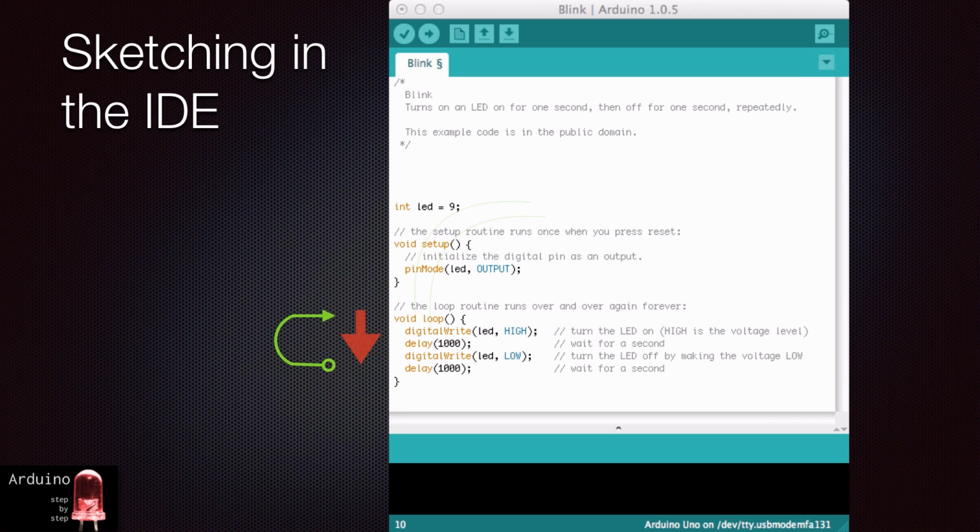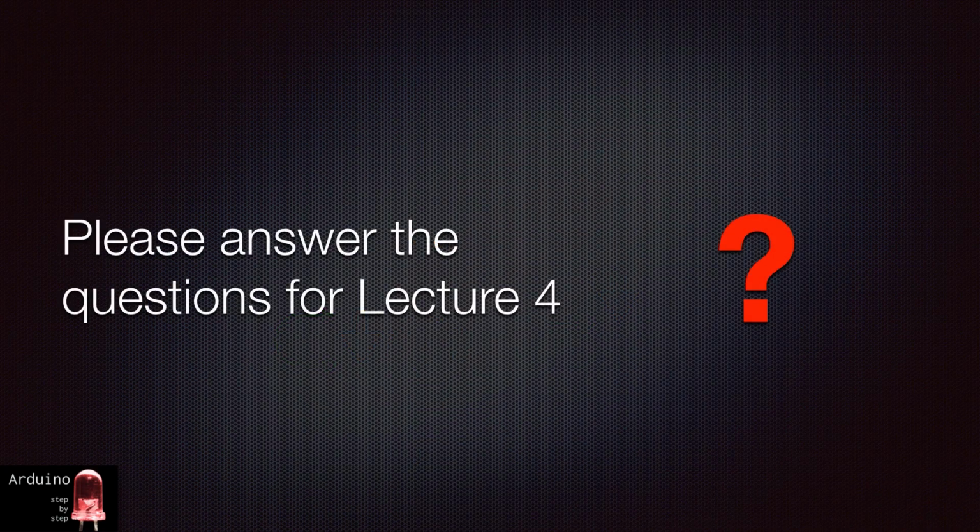So there you have it, the first Arduino circuit and the blinking LED. In the next lecture, we will make the same LED using the exact same circuit fade on and off, giving us a much nicer visual effect to look at.